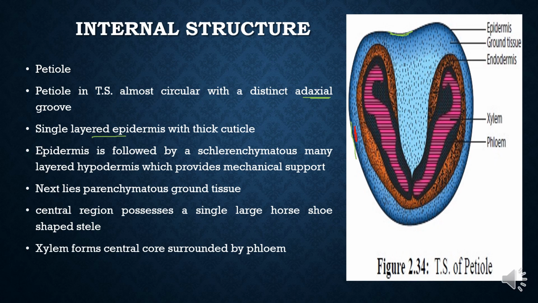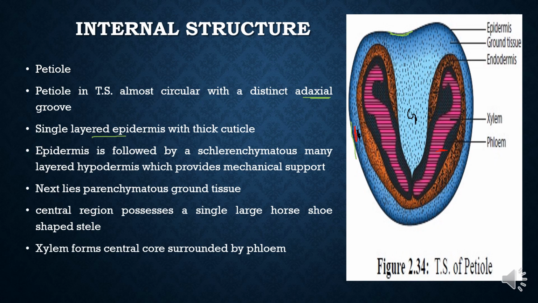Next is the sclerenchymatous hypodermis, and next to the sclerenchymatous hypodermis is this region. This is the ground tissue. This is also the ground tissue region. So this ground tissue region contains the stellar part, and the stele looks like a horseshoe shape. Here we see that this is the stellar portion.